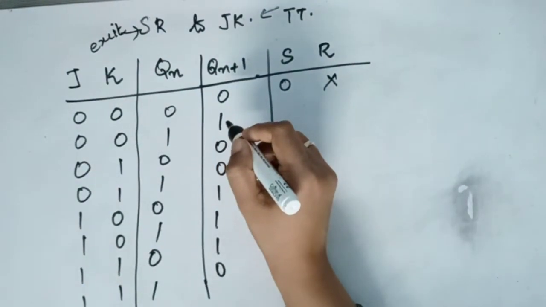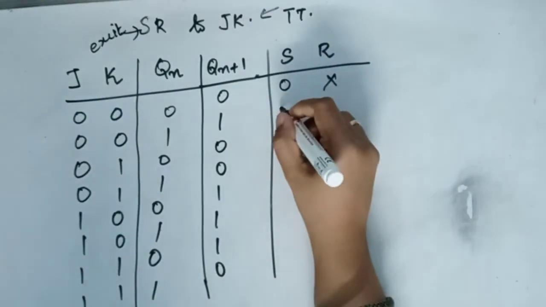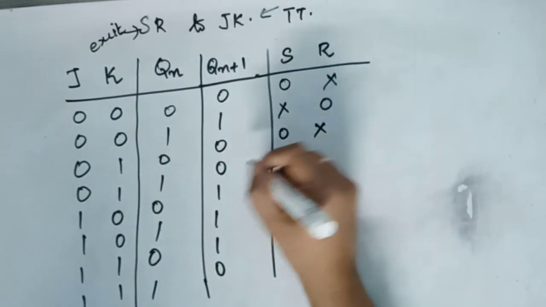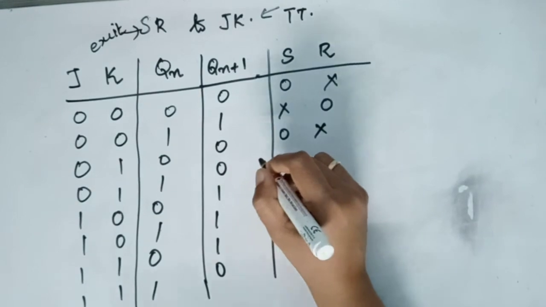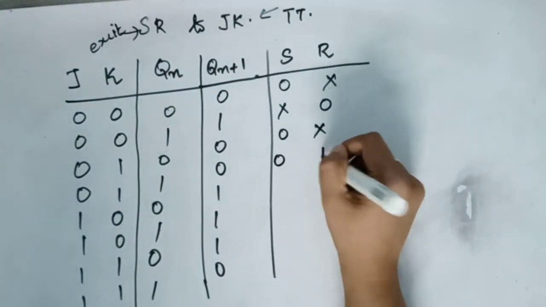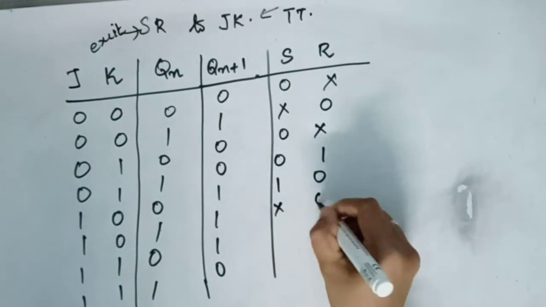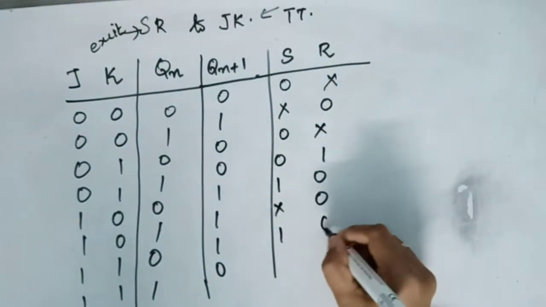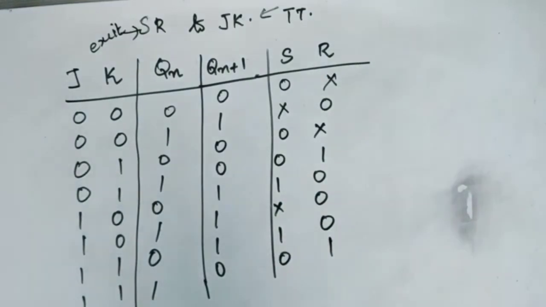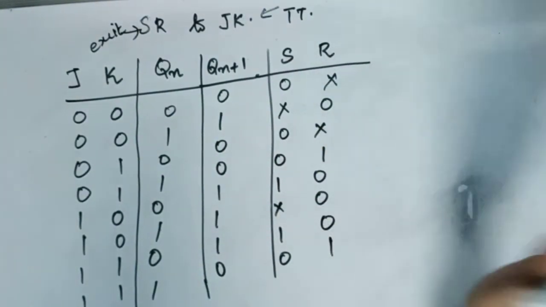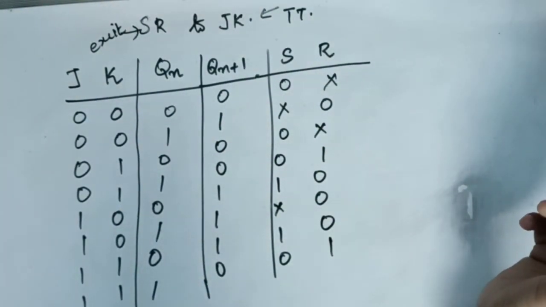1 1 is don't care, 0. 0 0 is again 0, don't care. 1 0 is 0 1. 0 1 is 1 0. 1 1 is don't care, 0. 0 1 is 1 0. 1 0 is 0 1. This we got from the excitation table of SR flip-flop. Knowing Qn and Qn plus 1, we can find out what S and R is.